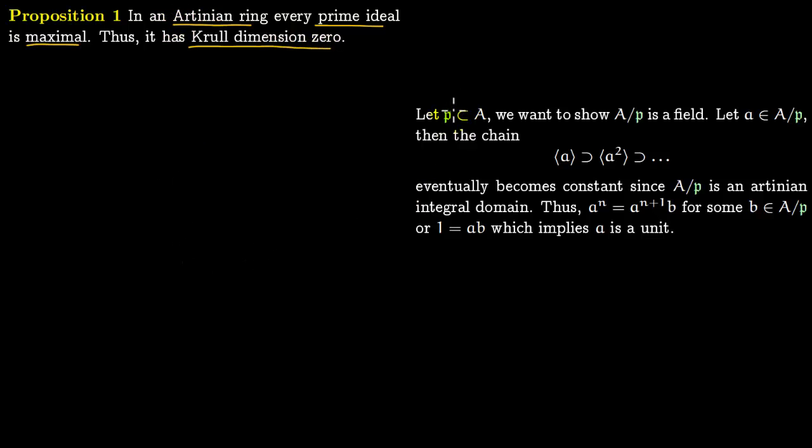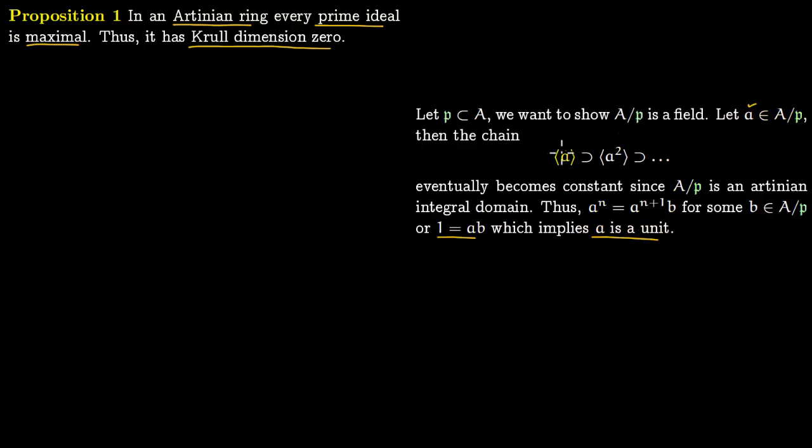So you start with the prime ideal P in ring A, and we want to show that A modulo P is a field. So then P would be maximal. That is, we want to take an element a in this A modulo P, and then for every such element we can find an inverse b, and we want to show that ab is equal to 1, which would imply that a is a unit. So we want to go from here to here.